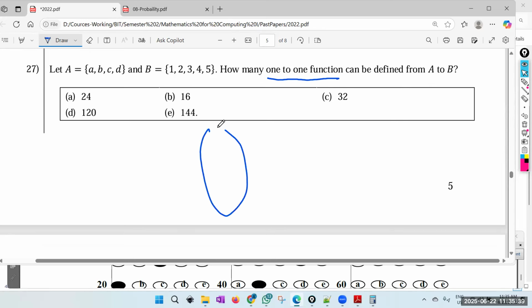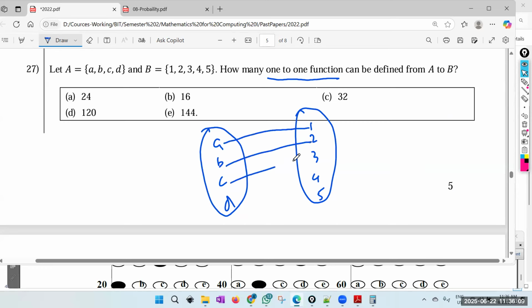Right. So this is A, B, C, D, and this is 1, 2, 3, 4, 5. And it must be a function. Function means you can't have open values here, but you can have open values here, right? Because they are not saying onto function. They just say function, right? So something like this is possible, obviously, one to one.